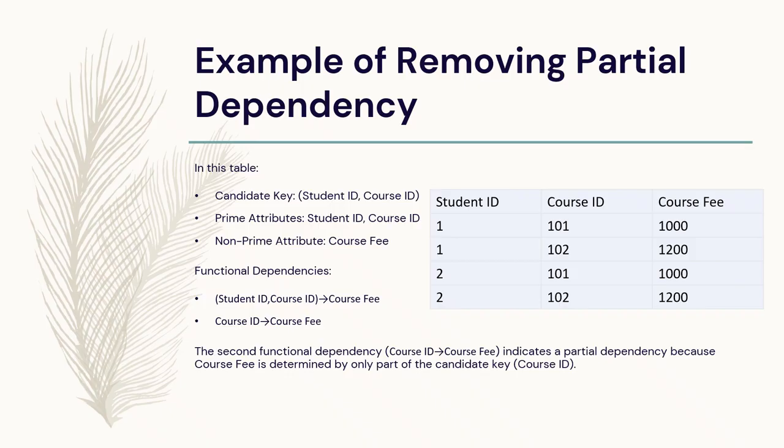So let's find the functional dependency. Course P depends on student ID and course ID. This is the first functional dependency. And second functional dependency is course P depends on course ID. The second functional dependency indicates a partial dependency because course P is determined by only part of the candidate key, course ID, not by the student ID.